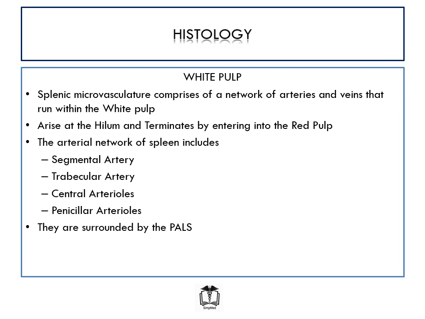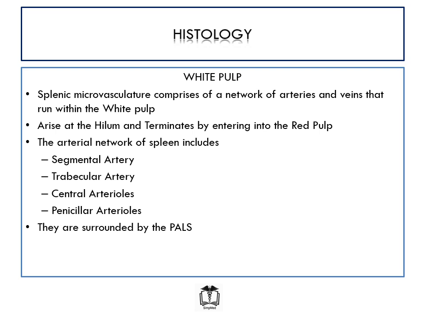These are the arteries that tend to be found within the trabeculae. Remember, the trabeculae is the extension of the connective tissue or dense connective tissue capsule around the spleen that tends to divide into splenic pulp. So within that trabeculae, we have trabecular arteries, which are minor branches of the segmental artery.